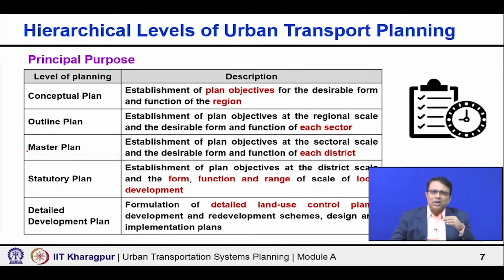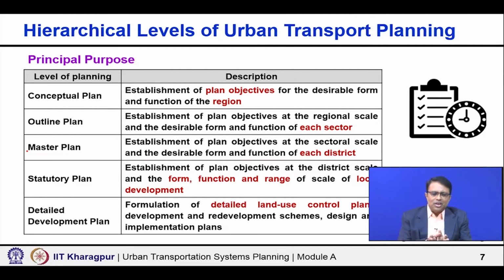When we go to the outline plan, then establishment of plan objectives at the regional scale, and we are trying to say what is the desirable form and function of each sector. So, region gets integrated now with the consideration of sector. So, maybe sector is the next smaller unit than the region. So, region, one region, a few sectors.